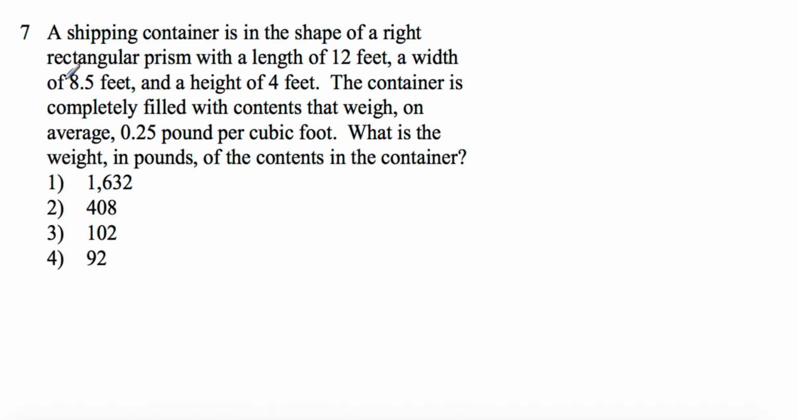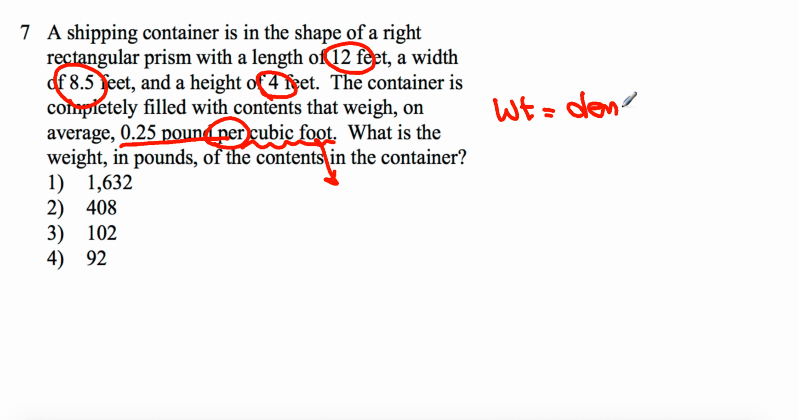Let's look at number 7. Shipping container is in the shape of right rectangular prism, dimension of 12, 8.5, and then 4 feet. Container is completely filled with content that weighs on average of this much per cubic foot. Cubic foot represents the volume, unit of the volume. And then you can find the volume earlier here. Then what is the weight in pounds? So in this case, to find the weight, all we have to do is density, which is this one that's given, multiply that by the volume.